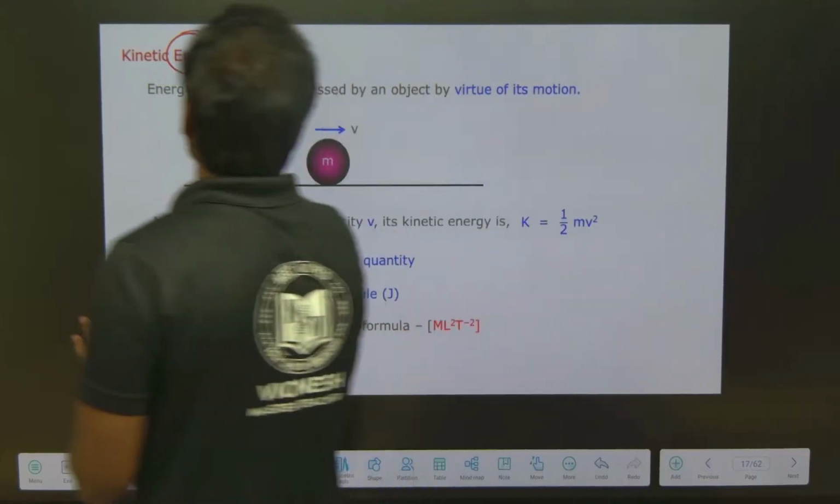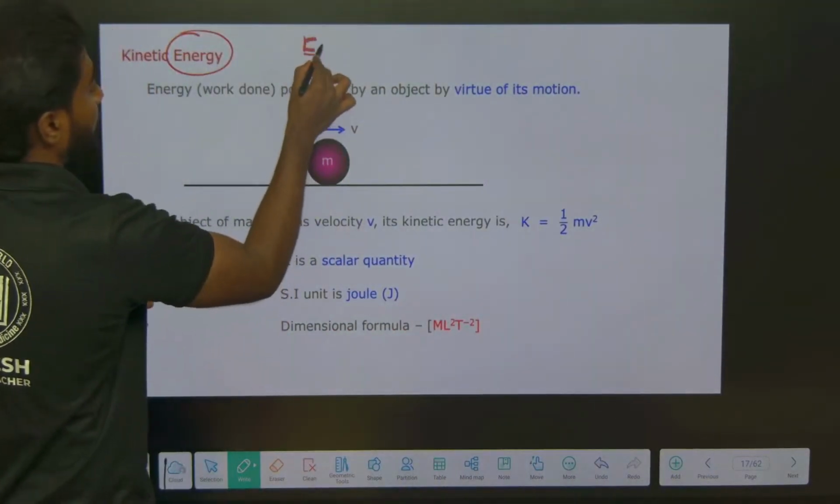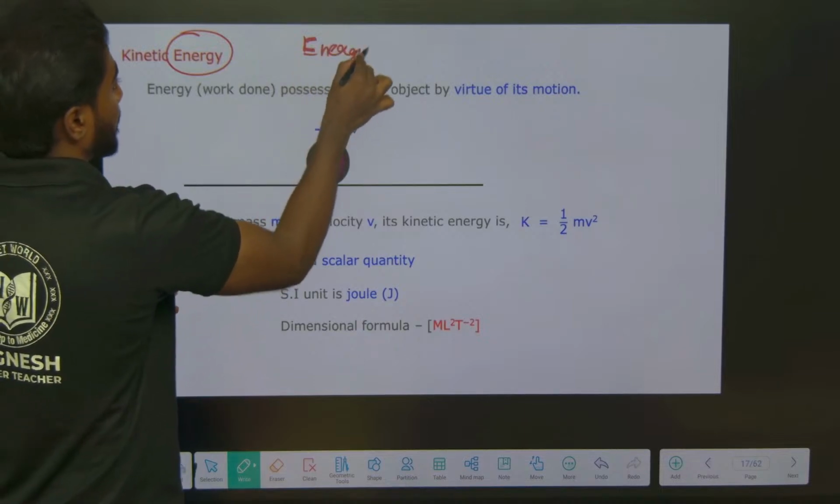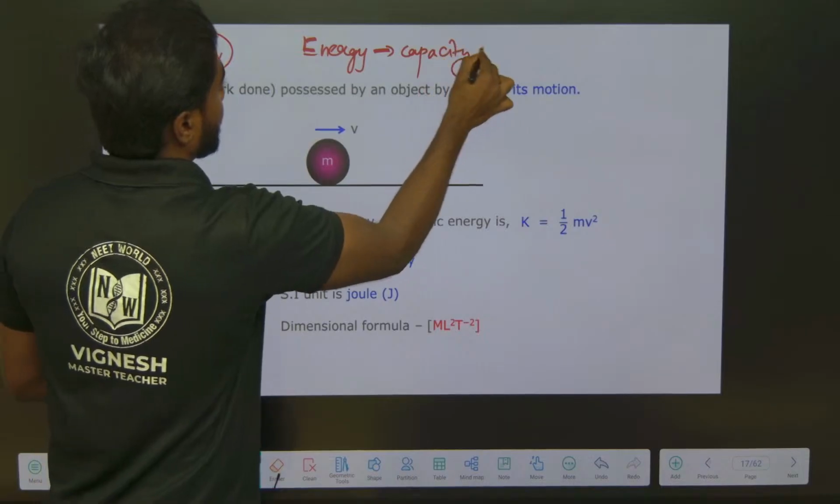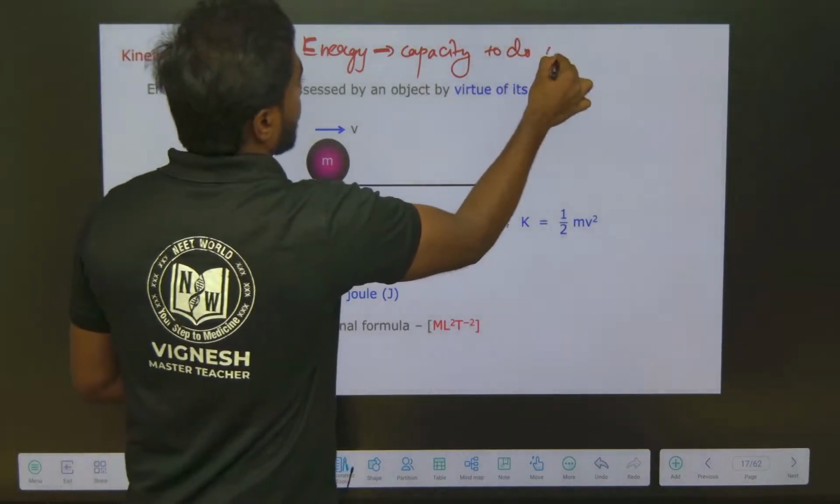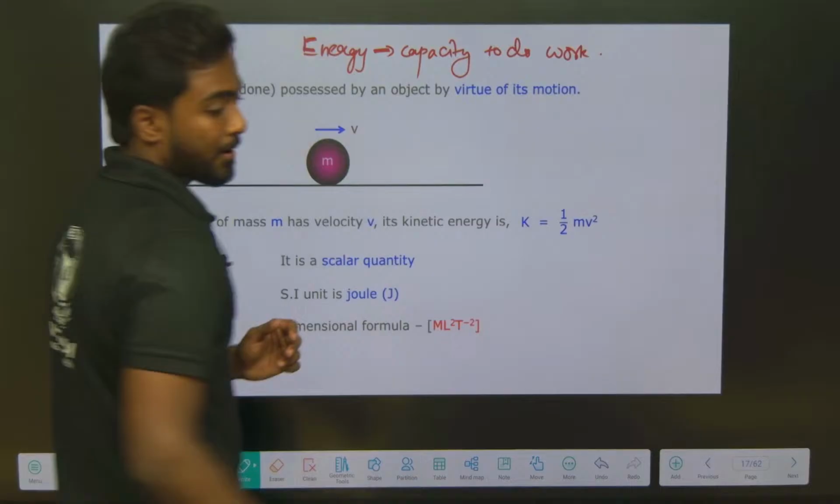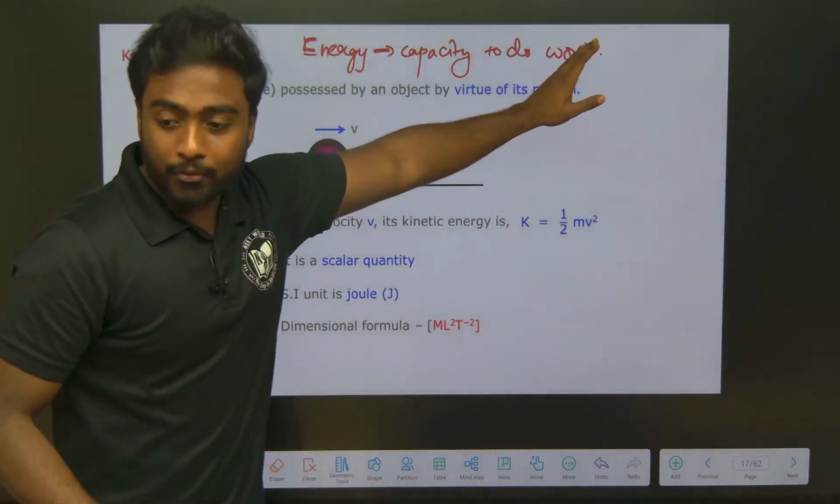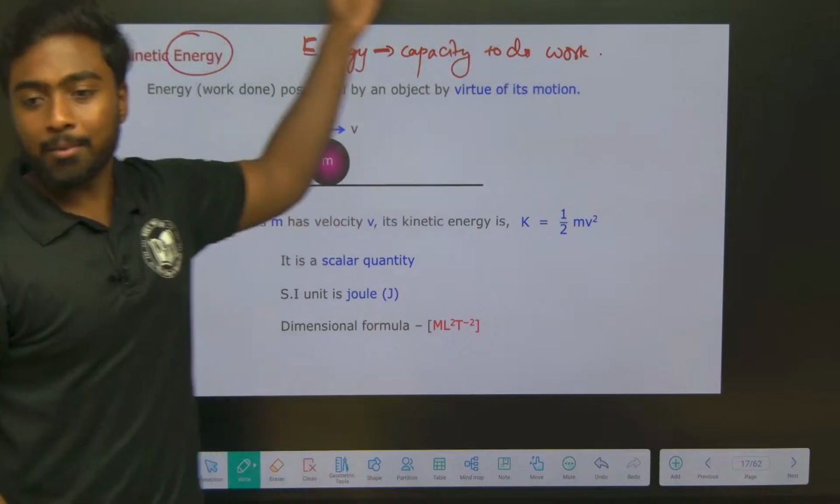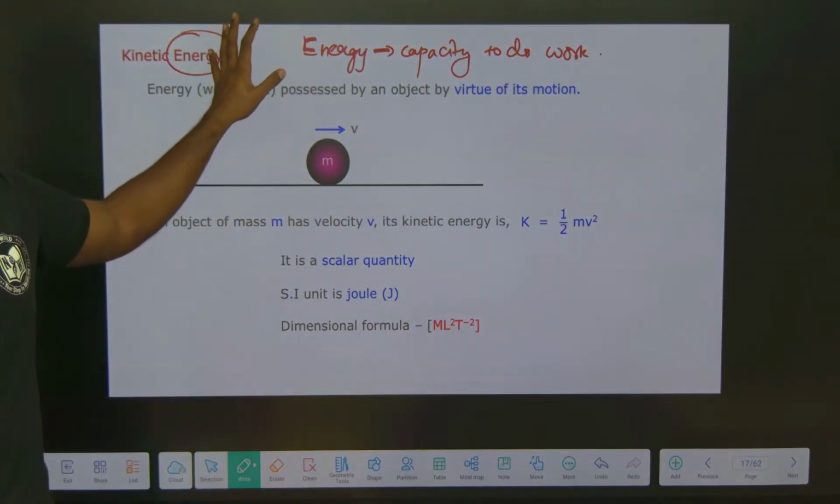Okay. So energy is nothing but the capacity to do work. And what is the SI unit? Whatever SI unit we have seen in work, joules, the same SI unit is used for energy also.